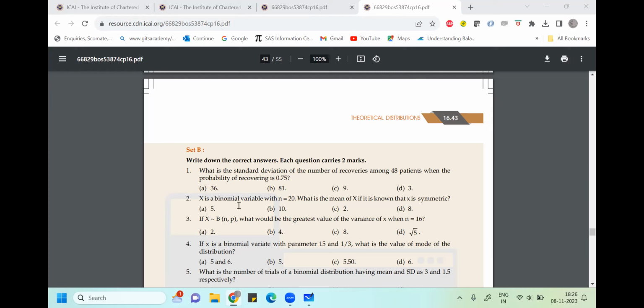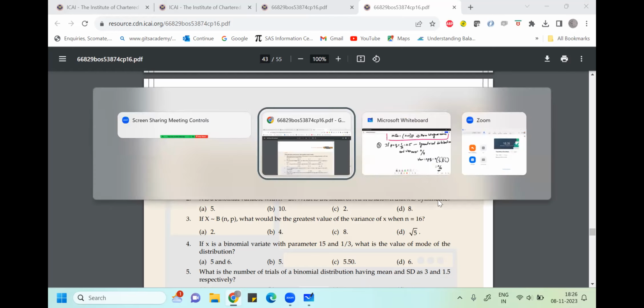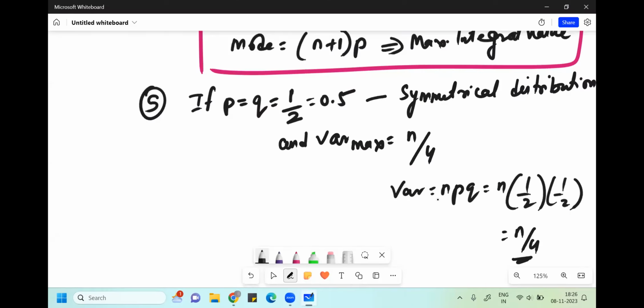If you see this question number 2, x is a binomial variable where n is equal to 20. What is the mean if it's symmetrical? If it's symmetrical, it means your p and q are 0.5. So what would be your mean? What is the mean formula? Mean formula is n into p.